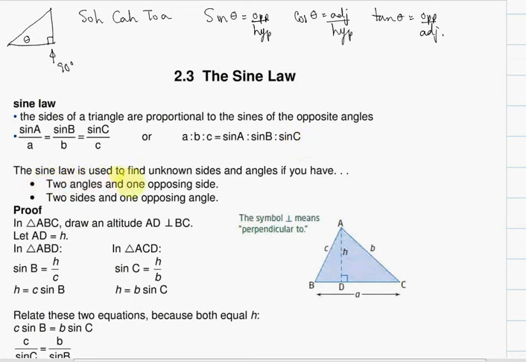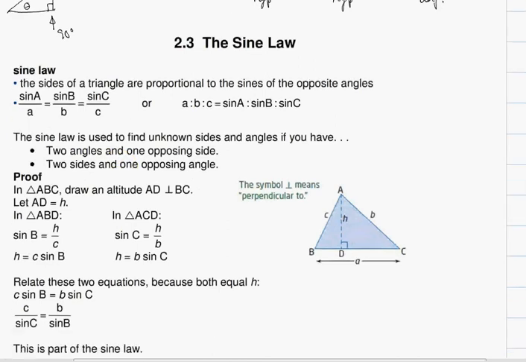So the sine law is used to find unknown sides and angles if you have one of the following two situations. You can have two angles and one opposing side, or two sides and one opposing angle. And we'll take a look at that a little more closely on the next page. So don't lose that thought there.